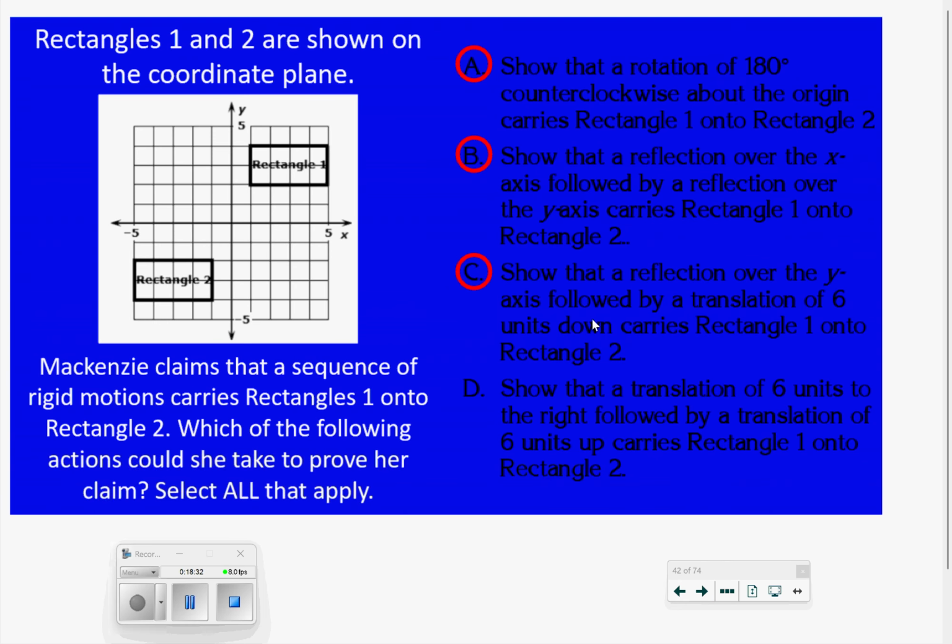All right, the answer here is A, B, and C. Okay, don't forget to read. Select all that apply. Okay, it's A, B, and C.